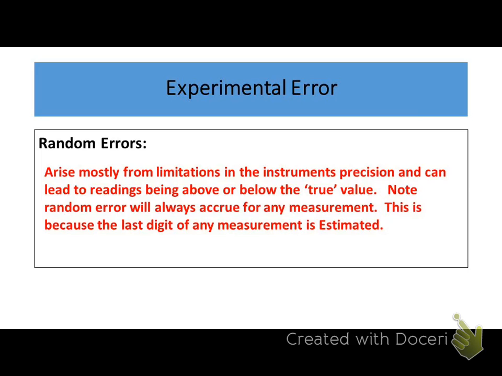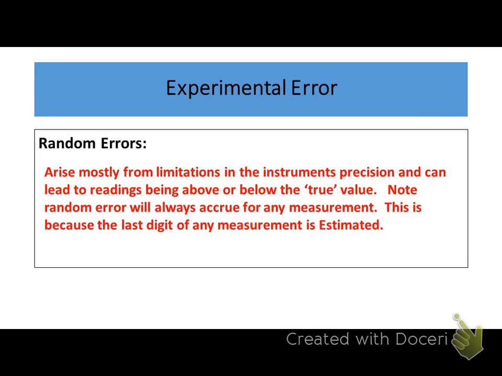Alright, so we're going to look at our first type of experimental error. This is known as random error. Random error, by definition, arises mostly from limitations in the instrument's precision and can lead to readings being above or below the true value. Note, random error will always occur for any measurement. This is because the last digit of any measurement is estimated.